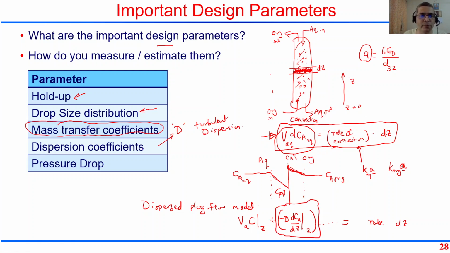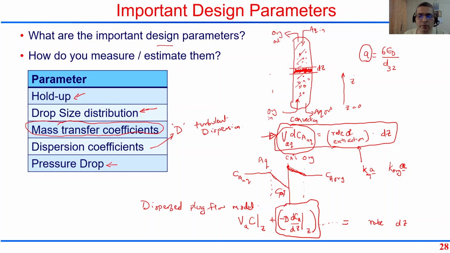So this part we have neglected because we have right now said it is totally plug flow. Okay, so dispersion coefficients are required, and of course pressure drop is required because that tells you how much power is required to pump the organic and aqueous phase throughout the column. That's going to tell you how much electricity you are going to consume. That's going to tell us the operating cost of your column.